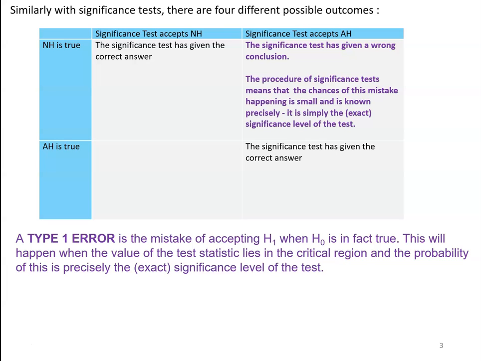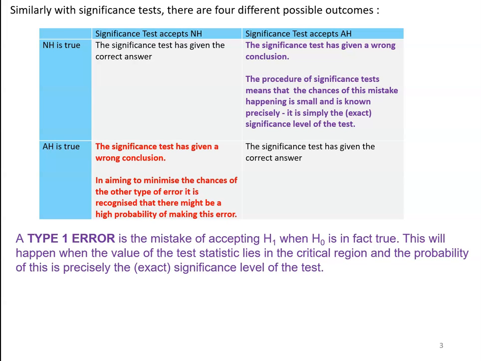The second type of error we've got is that the alternative hypothesis is in fact true, but the significance test accepts the null hypothesis. And again, that is an error. And it's important to realise that in aiming to minimise the chances of the other type of error, it is recognised that there may be a high probability of making this second type of error.